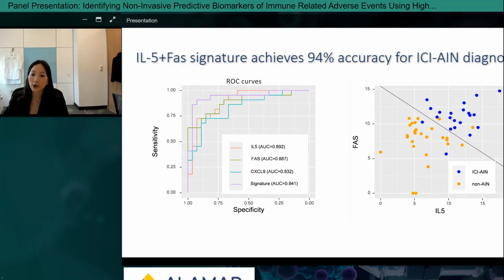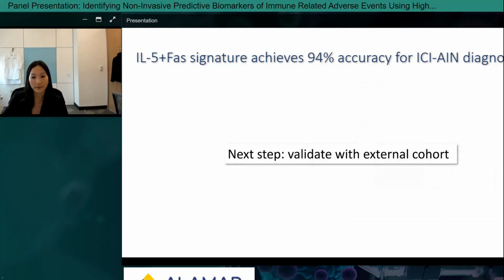And on the right, the scatter plot shows us the IL-5 and FAS level across all the cases. And the black line indicates the decision boundary where the model assigns equal probability of either ICI-AIN versus non-AIN. And you see that the majority of the blue dots, where the ICI-AIN cases are, are above the black line, whereas the majority of the non-AIN cases are below the equal probability line. What we're working on right now is validating this signature with an external cohort.